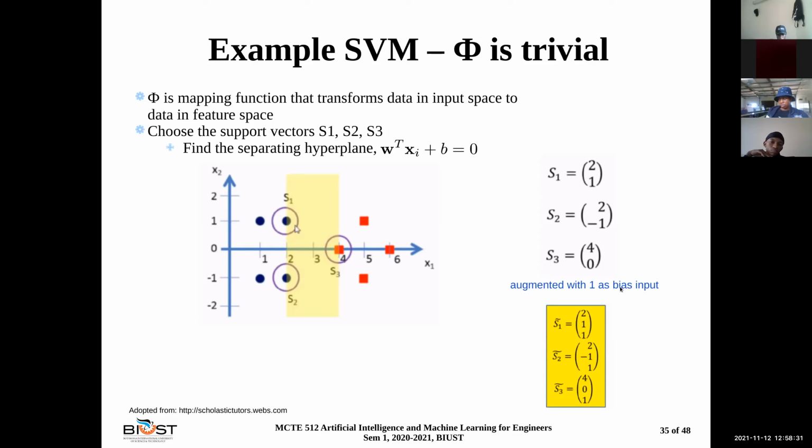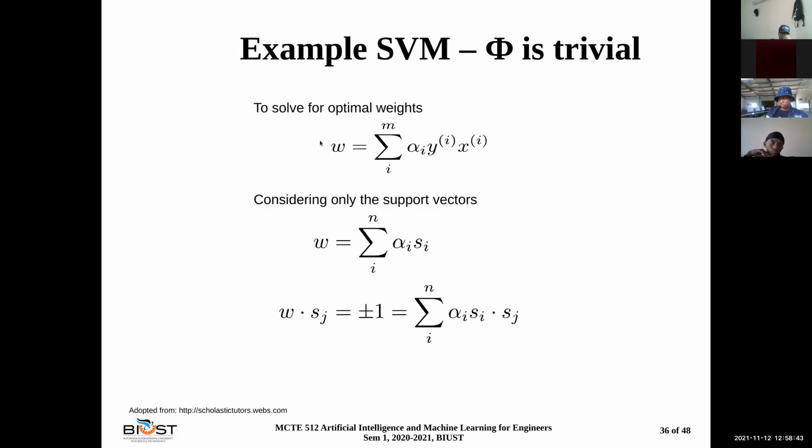Okay, so now we augment with a bias, because we want to write it in the same form as before. We augment with the bias, we make one of those support vectors. And this is what I was telling you, that we can write the optimal weights as multiplied by that support vector, multiplied by that classification, times some value alpha. So when we consider the support vectors, this is the support vector multiplied by the alpha. Now we are saying that W times a support vector is plus or minus 1, and then we can write it in this form.